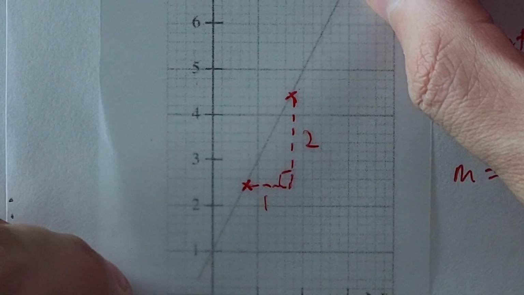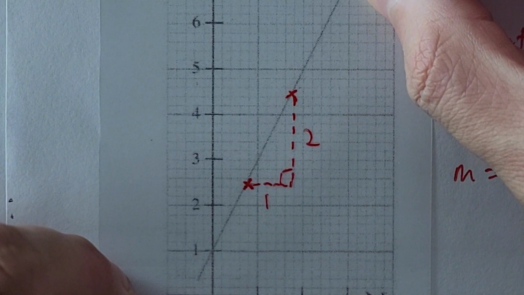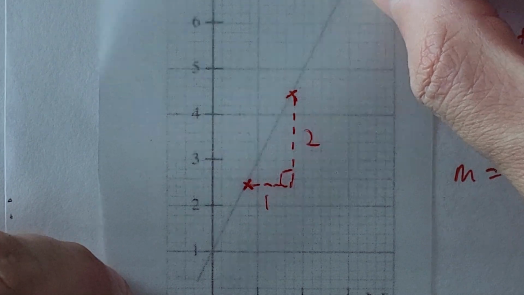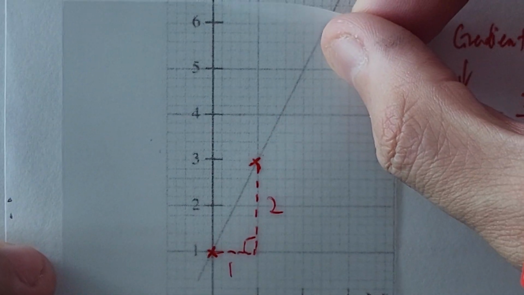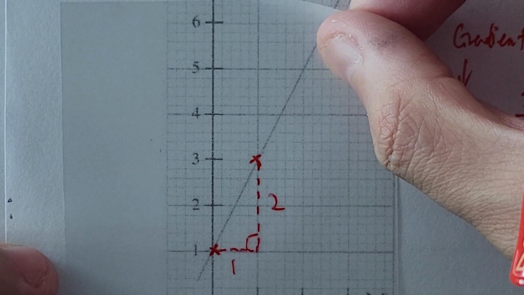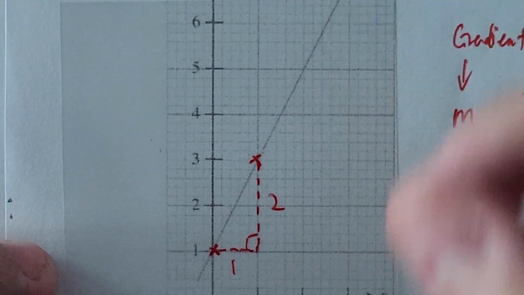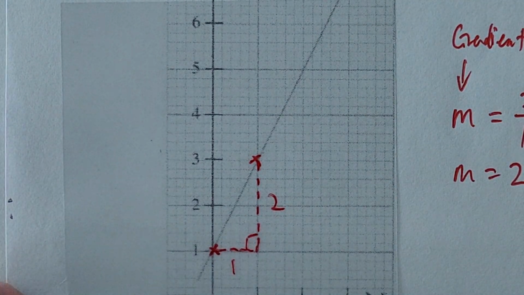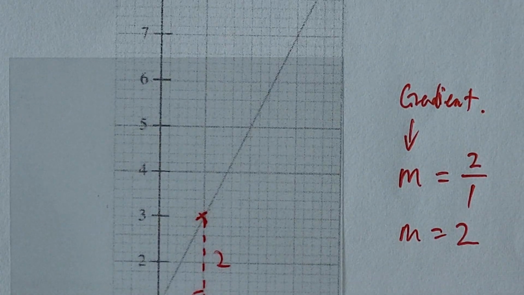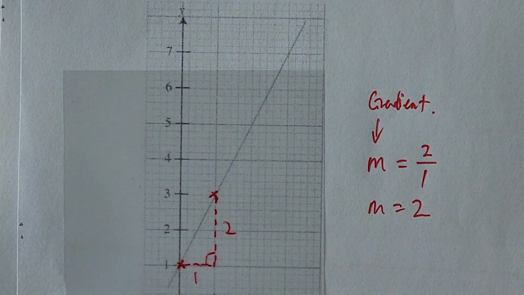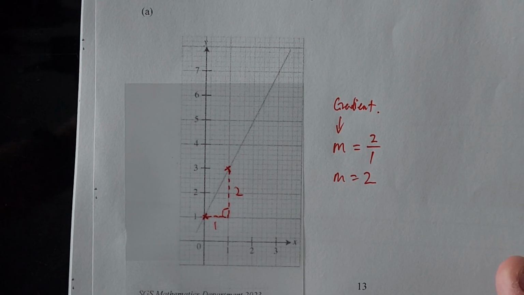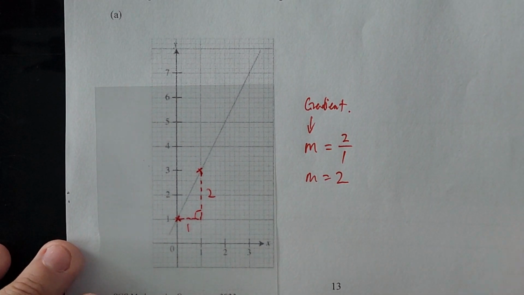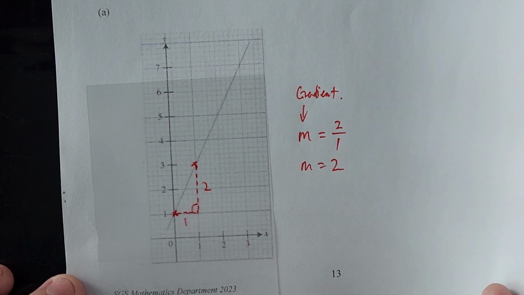In fact, anywhere along it, if I'm able to get a correct reading, the 1 and the 2 is always vertical and horizontal, right? So this shows us that for a straight line, the gradient is constant. This is basically what it shows. For a straight line, the gradient is constant. So do try the questions.